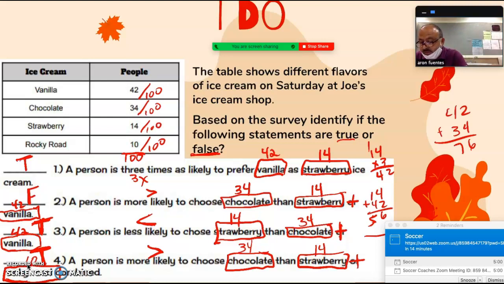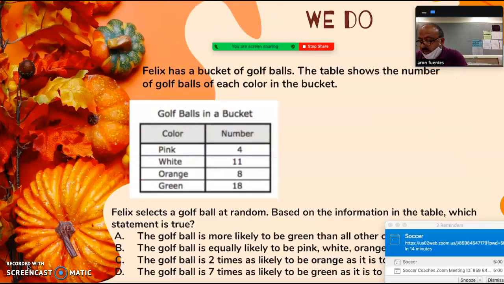This is your I do. Now comes the we do. Now pause it at this moment and then work the we do together with your instructor. Okay? Thank you and have fun working on those problems.